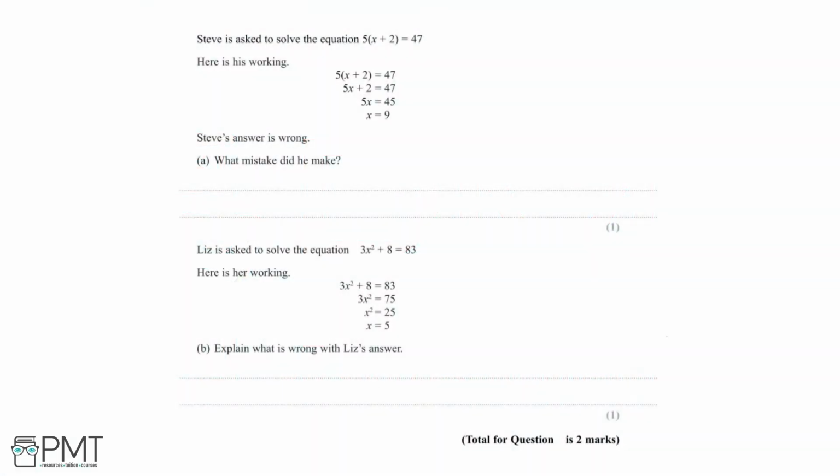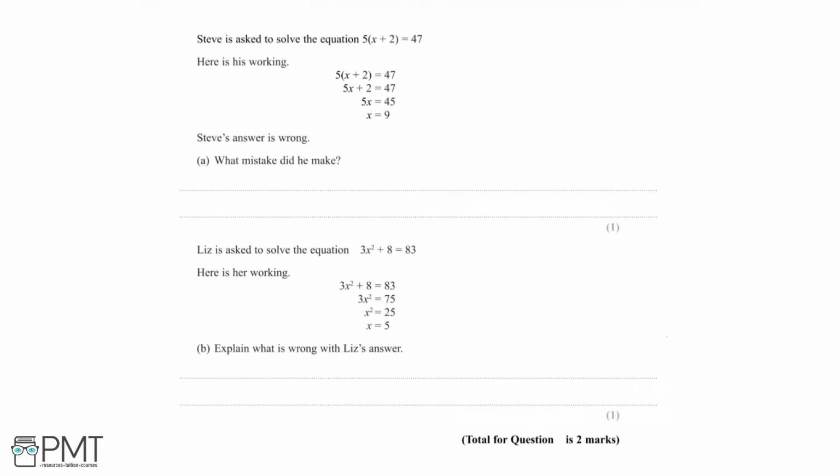In this question, we're told that Steve is asked to solve the equation 5 brackets x plus 2 is equal to 47, and we're given his working. We're told that Steve's answer is incorrect, and in part A, we need to find out which mistake he made. So let's trace through his working and see if we can spot the mistake.